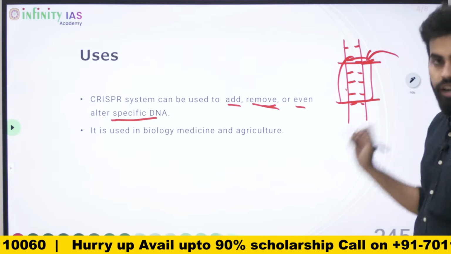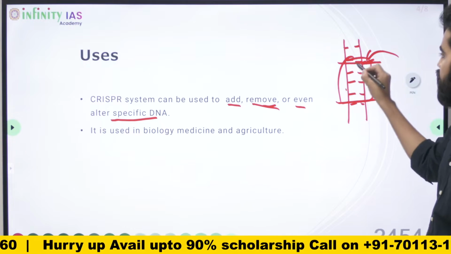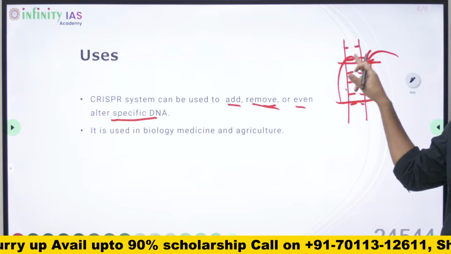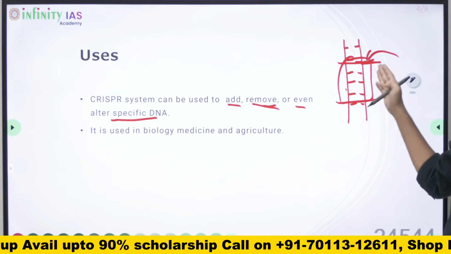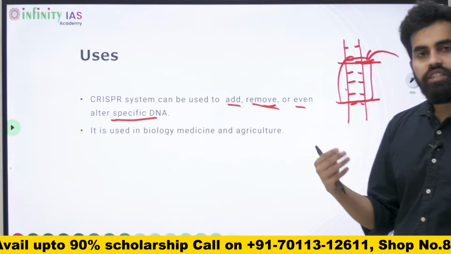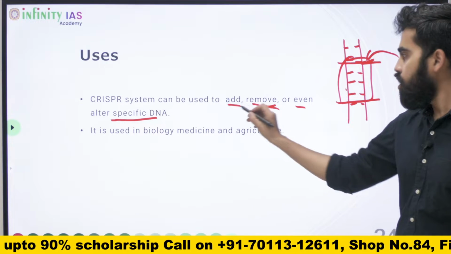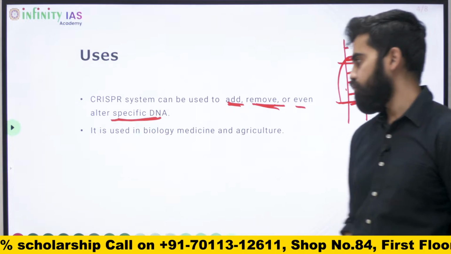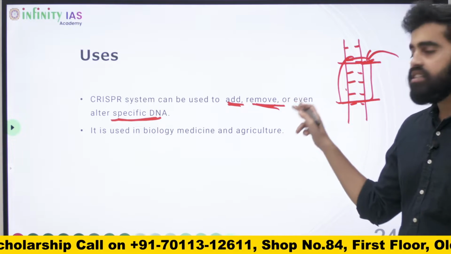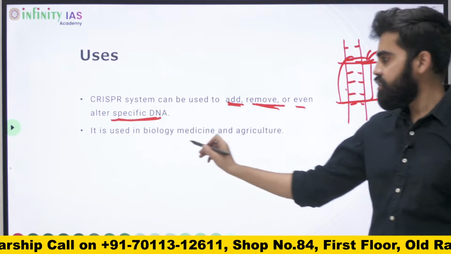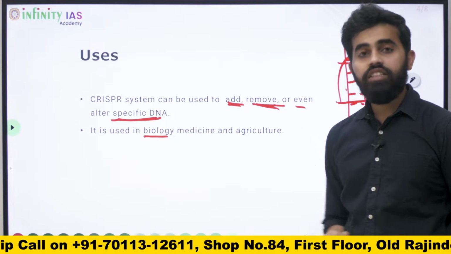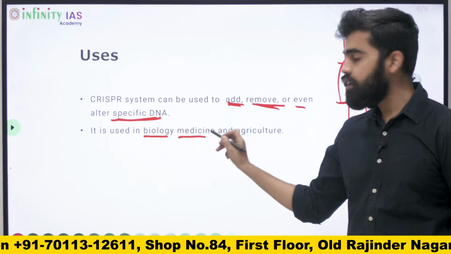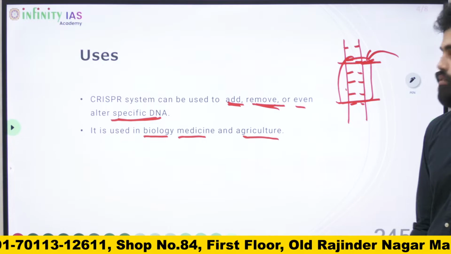CRISPR can be used to cut the genome, and then at specific sequences, whatever we want, we can add or change the specific bases so that the gene can be expressed in the way that we want. So it can be used to add, remove or even alter DNA. This helps the CRISPR Cas system to be used in biology, particularly molecular biology and genetics, in medicine and in agriculture.